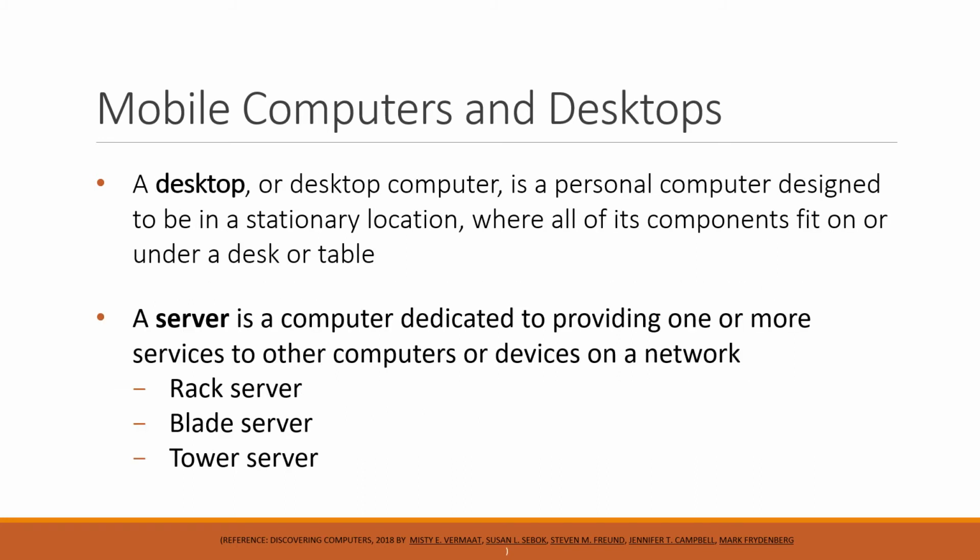A desktop or desktop computer is a personal computer designed to be in a stationary location where all of its components fit on or under a desk or table. And then we also have a server, which is a computer dedicated to providing one or more services to other computers or devices on a network. We have different types of servers: rack server, blade server, and tower server. As you go along with the materials in the Cengage, you'll be able to clearly identify characteristics of these different types of computers I have defined.